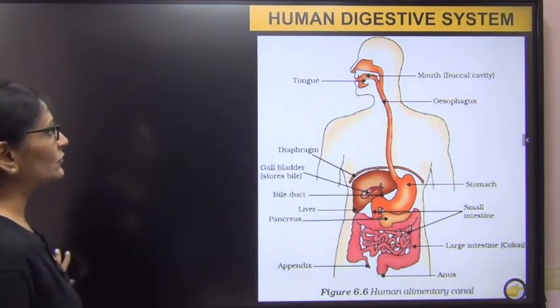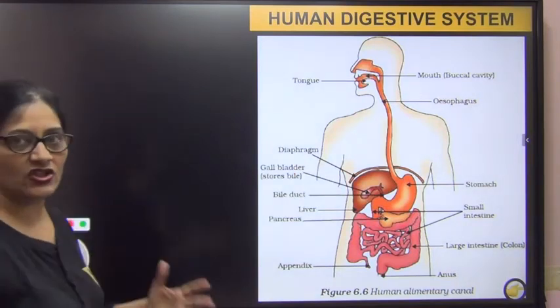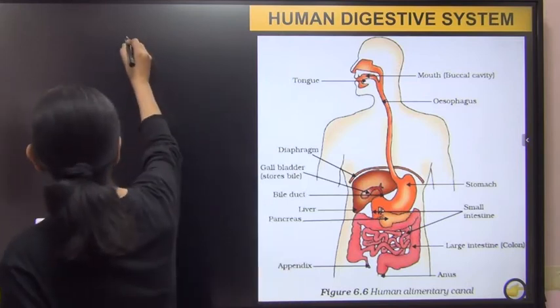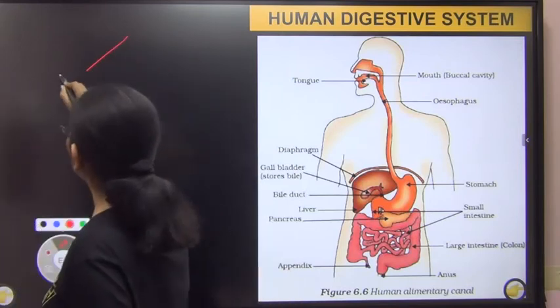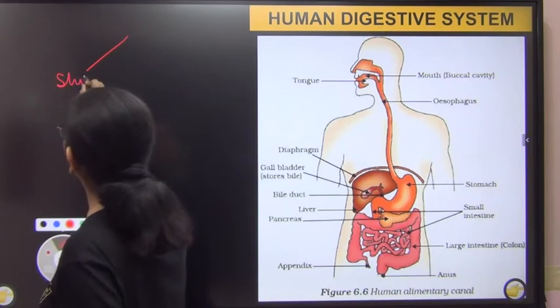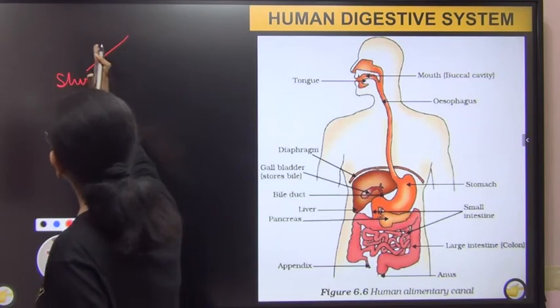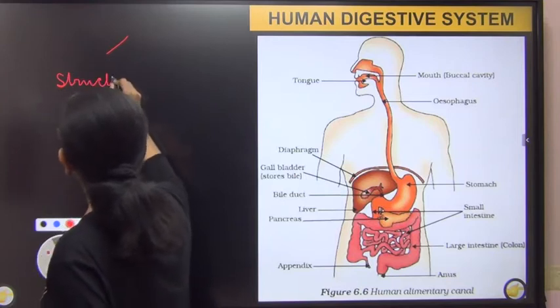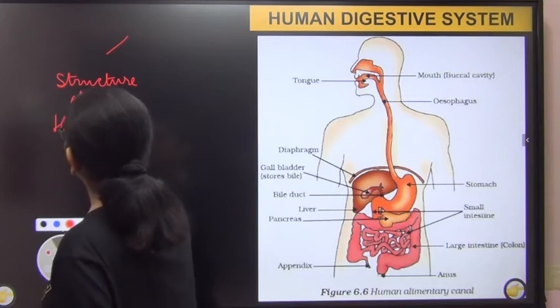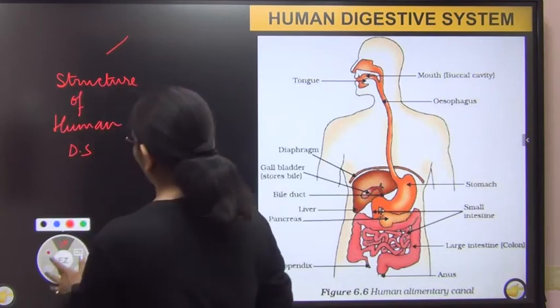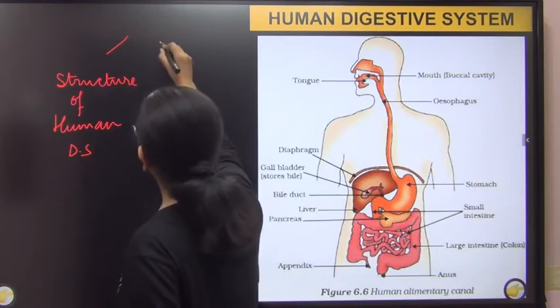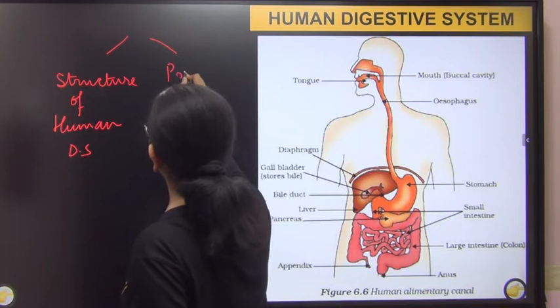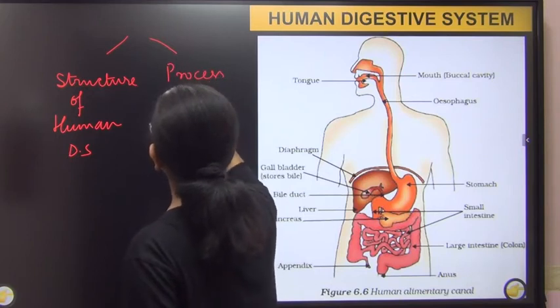पहले मैं आपको ये बता दूं कि what I will be taking in this chapter. पहले in this chapter first I will tell you the structure of human digestive system, right? And once I have taught you the structure, then I am going to tell you the process of digestion. So this is how the chapter is going to be divided.